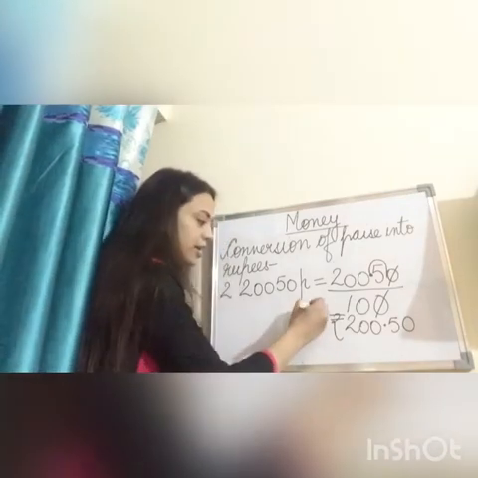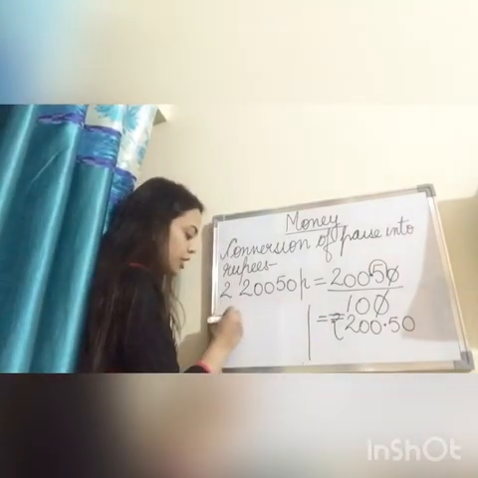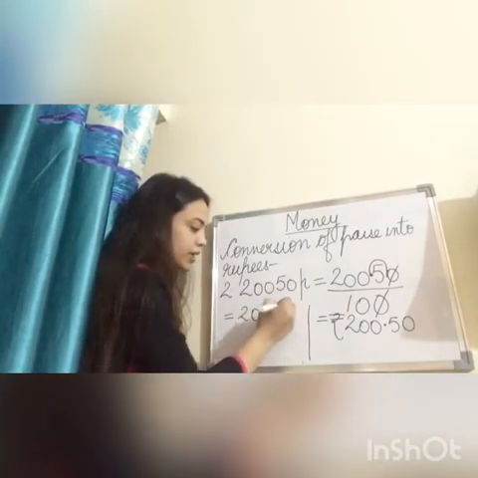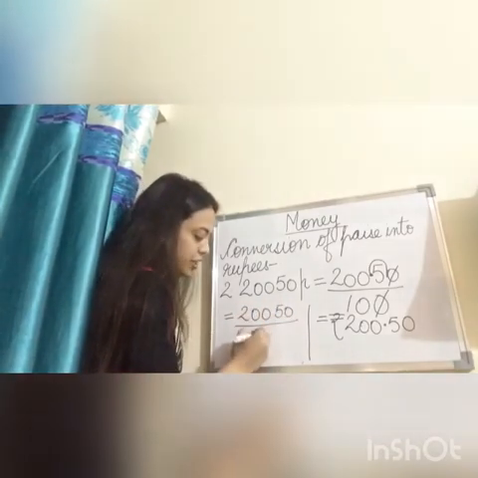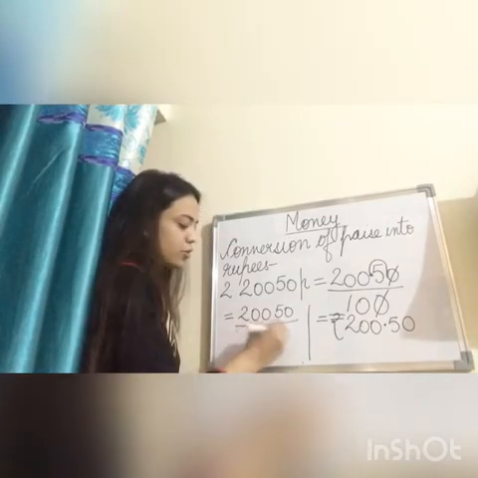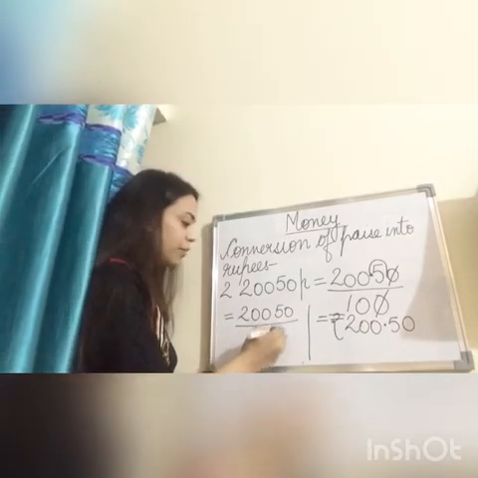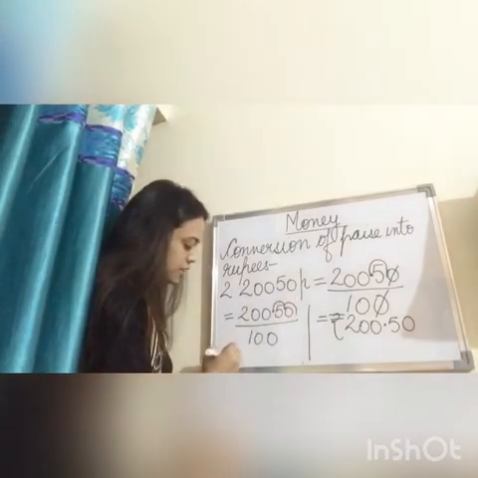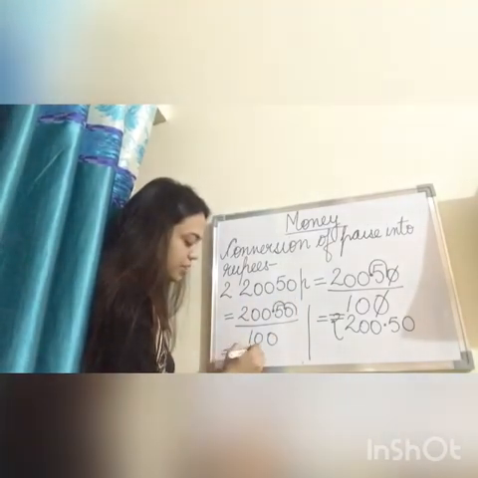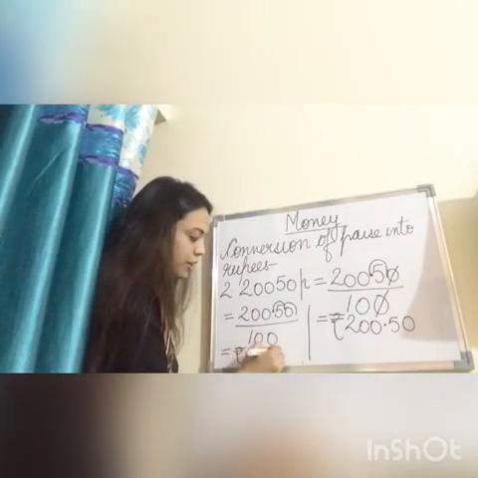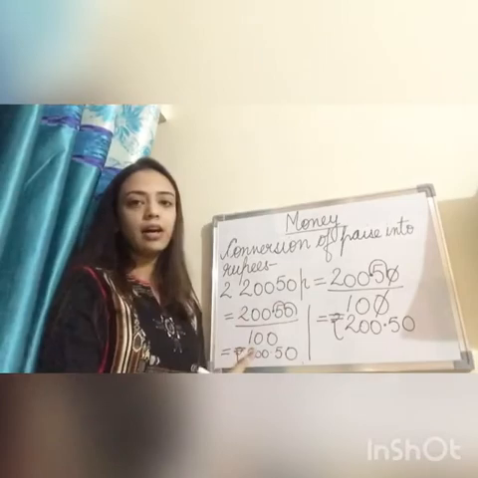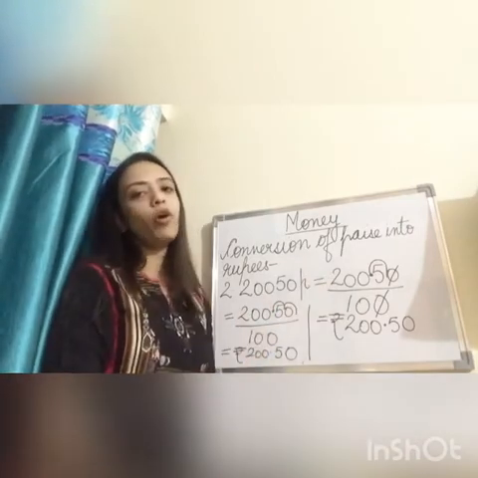Another method is you don't cut the zeros and you just shift the zeros from below. So we have double 0. So 1, 2 is equal to rupees 200.50. Both the answers are the same. So any method you can opt for.